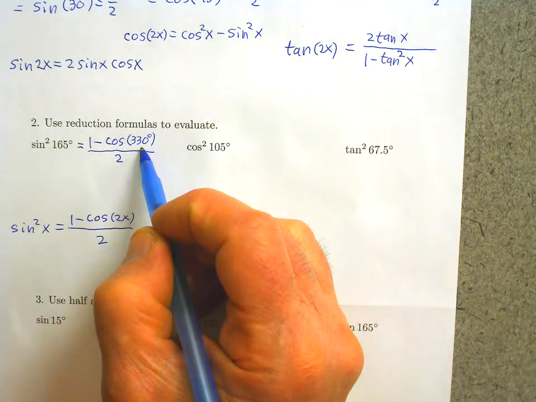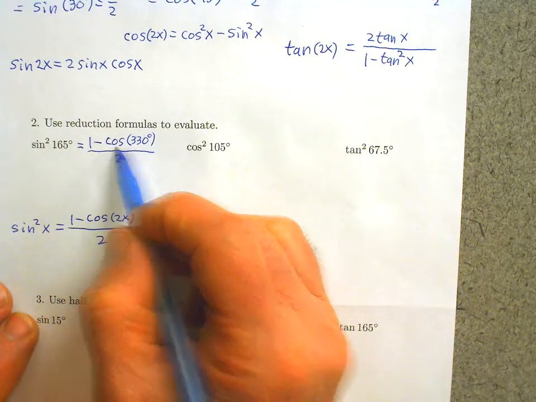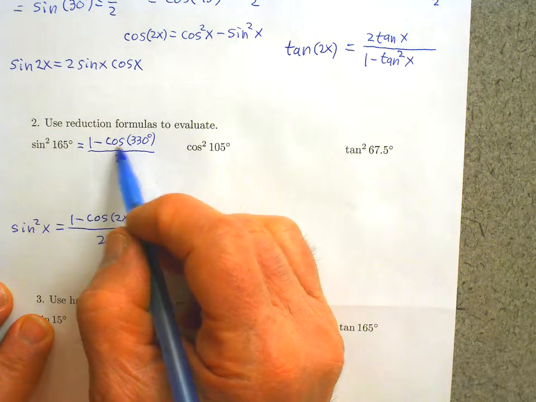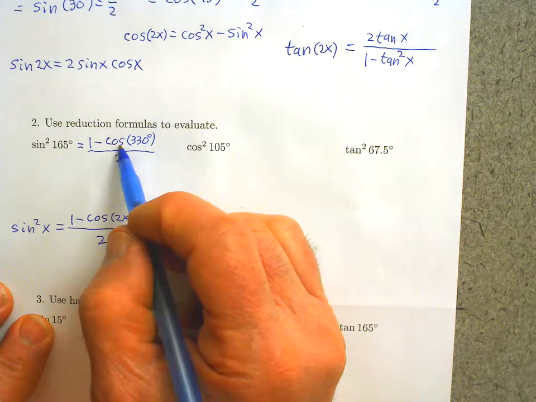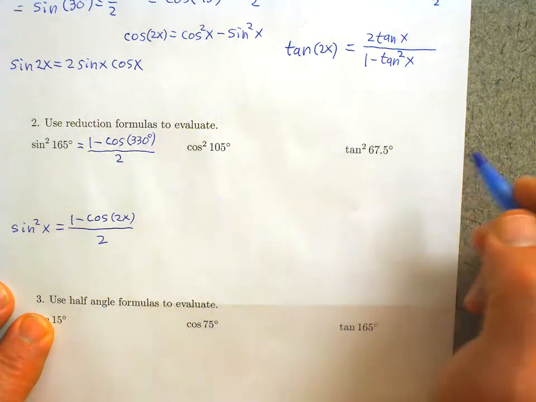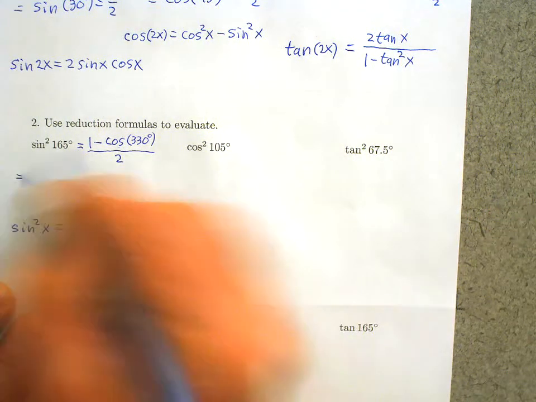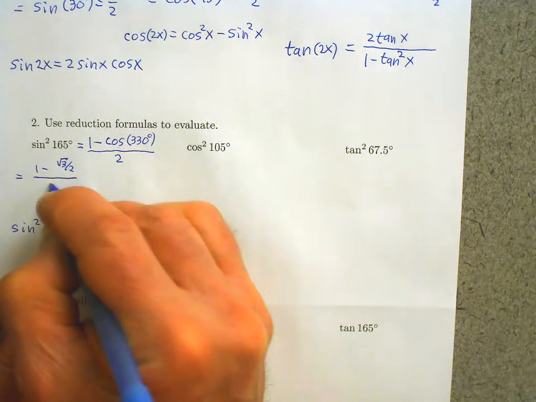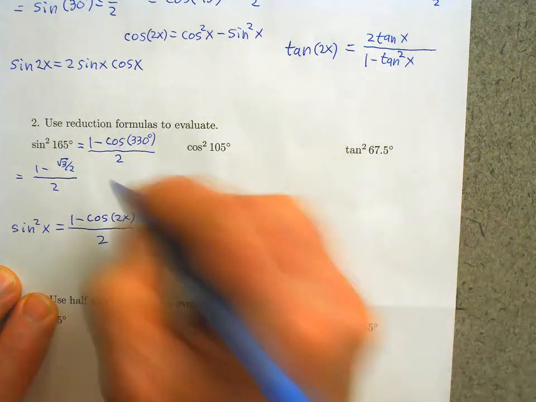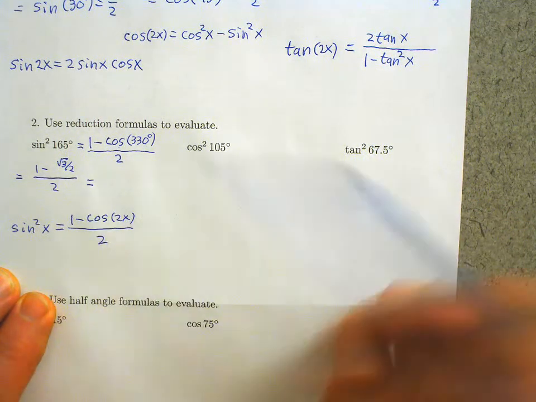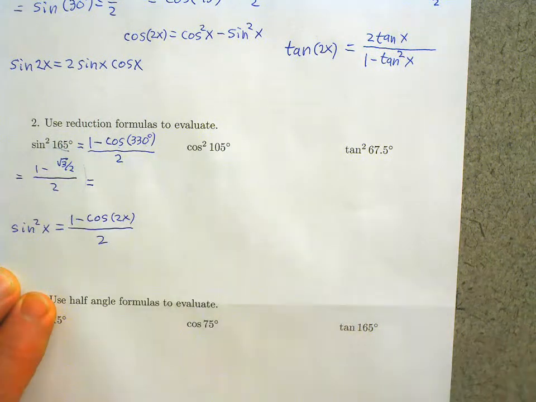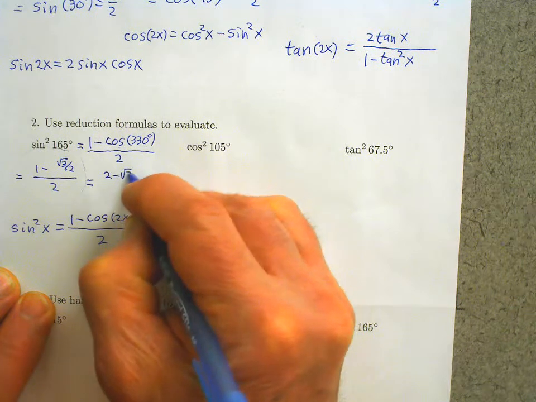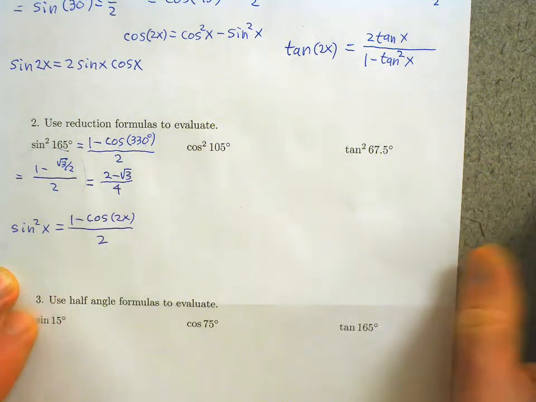330 degrees, that's in the fourth quadrant. Cosine is positive, so cosine of 330 degrees is equal to cosine of 30 degrees, which is the square root of 3 over 2. So we can write this as 1 minus the square root of 3 over 2, over 2. And if you have this on a test, that's an okay answer, but you could write it as 2 minus the square root of 3 over 4 if you simplify further.